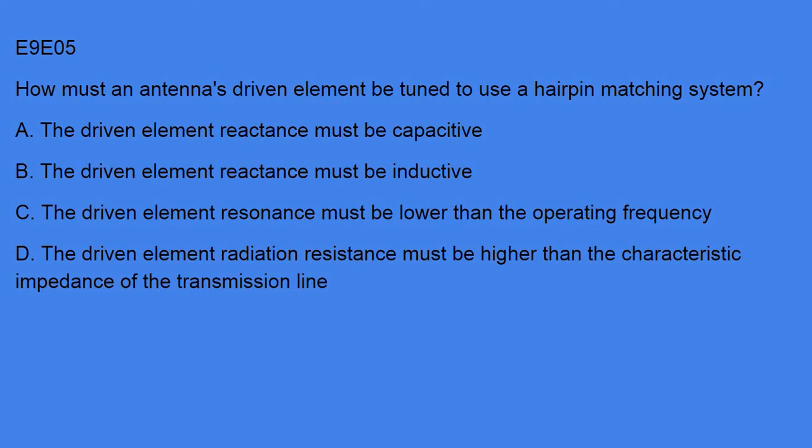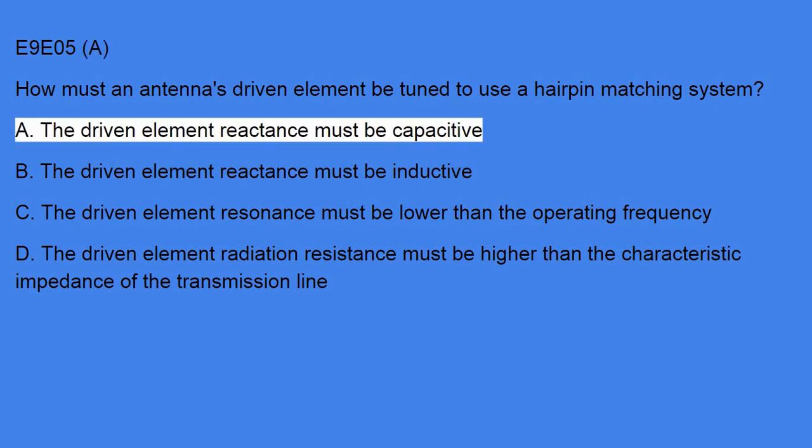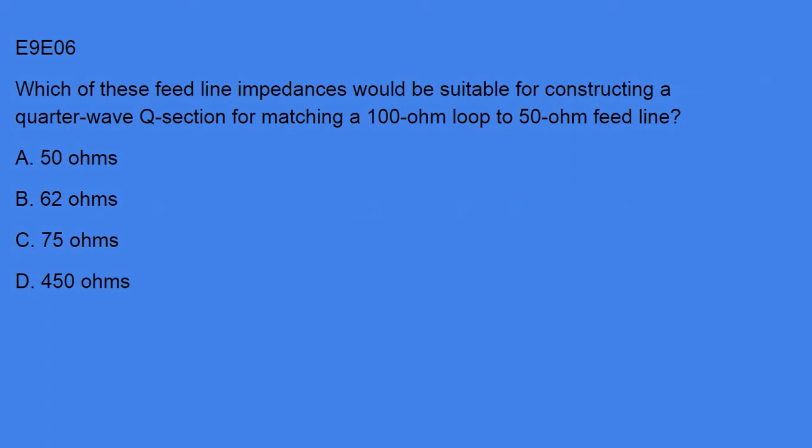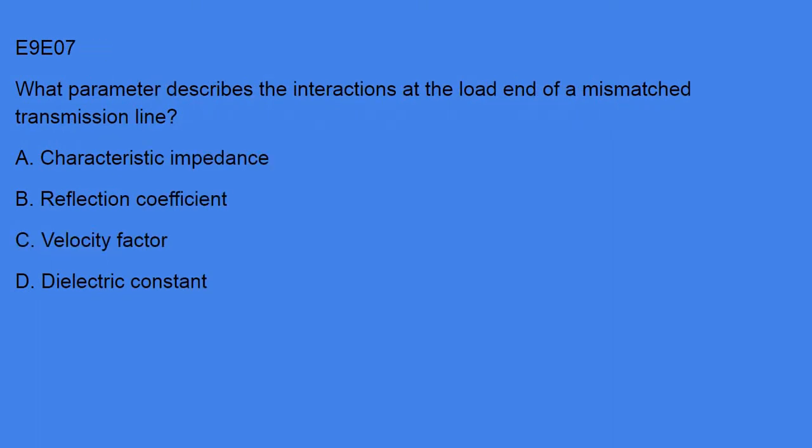E9E05, how must an antenna's driven element be tuned to use a hairpin matching system? The driven element reactance must be capacitive. E9E06, which of these feed line impedances would be suitable for constructing a quarter wave Q section for matching a 100 ohm loop to a 50 ohm feed line? That is 75 ohms.